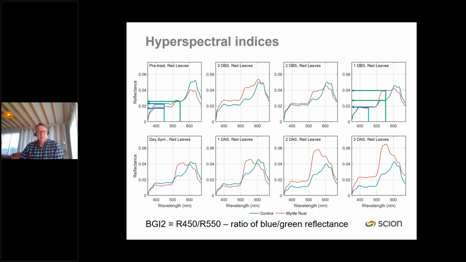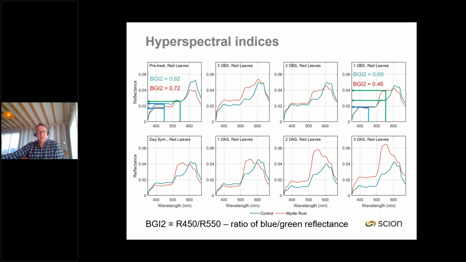And if we look at the BGI2, which is a ratio that's used to measure this particular phenomenon, then this is expressed as the reflectance at 450 nanometers over 550. And if we overlay the actual values for BGI onto these 2 graphs, you can see they were fairly similar in the top left panel, but on the far side, on the right-hand side, you can see that BGI was reduced in the Myrtle Rust plants compared to the control plants, which indicates that chlorophyll was being reduced.